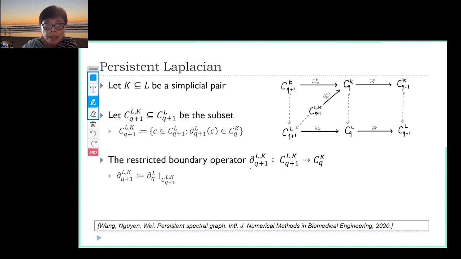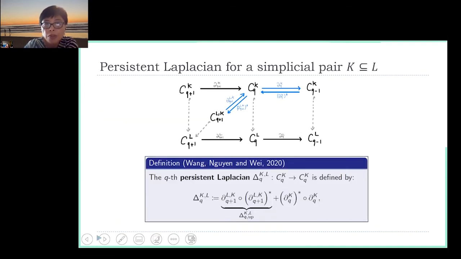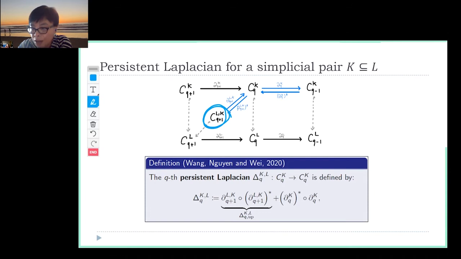Now, with this, these are the maps that we introduced. We can define the persistent Laplace. Let me just introduce this again. We look at the subspace of the q plus 1 chain group of L, but we only look at those chains whose boundary falls in the small complex K. With this definition, we can now define a boundary operator, because the boundary of every chain here will fall within the q chain group of K. And then with the boundary operator, we can also define its adjoint operator.